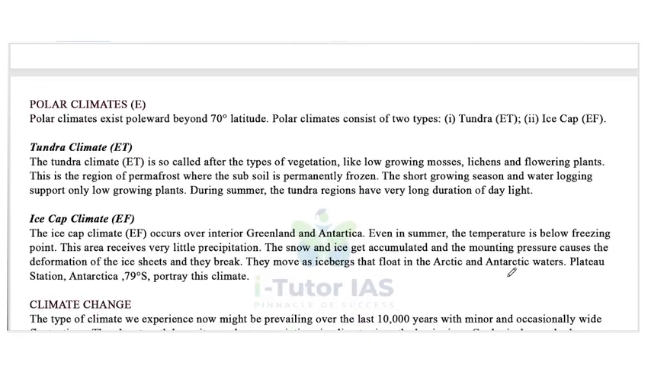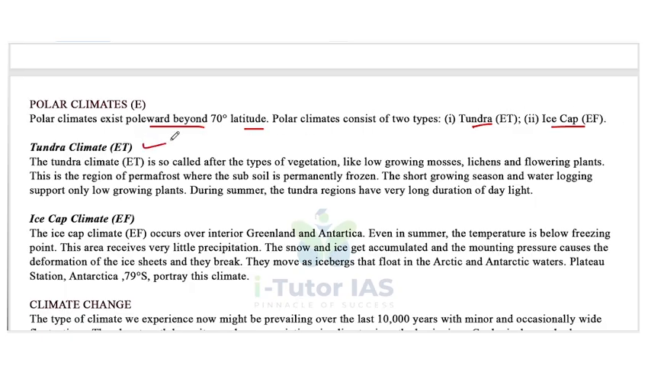Now, polar climate, E. Polar climates exist poleward beyond 70-degree latitudes. Polar climates consist of two types: tundra, ET, and ice cap, EF.